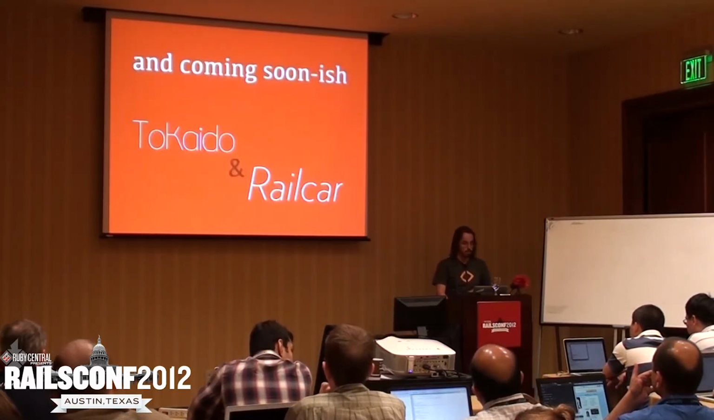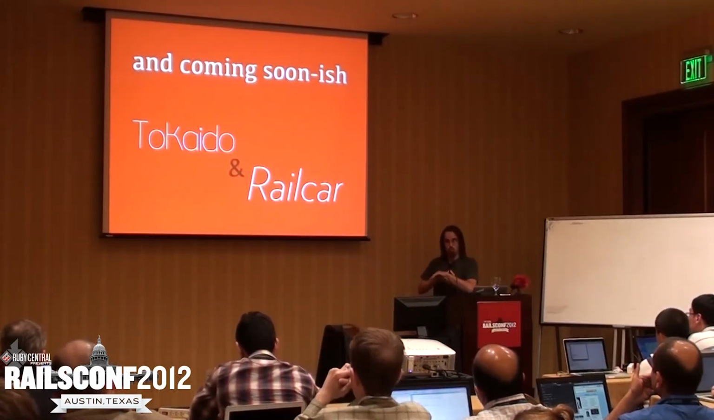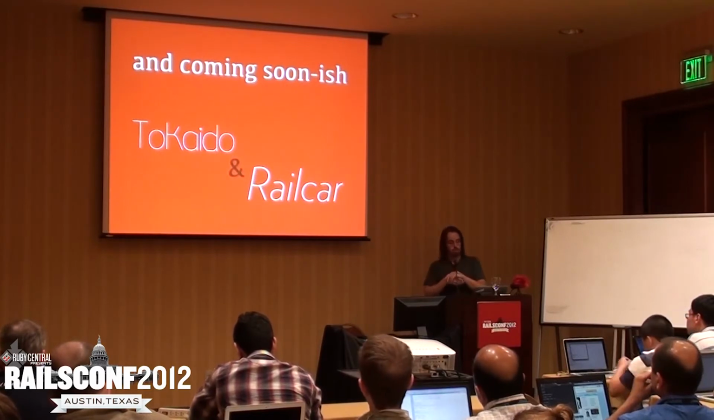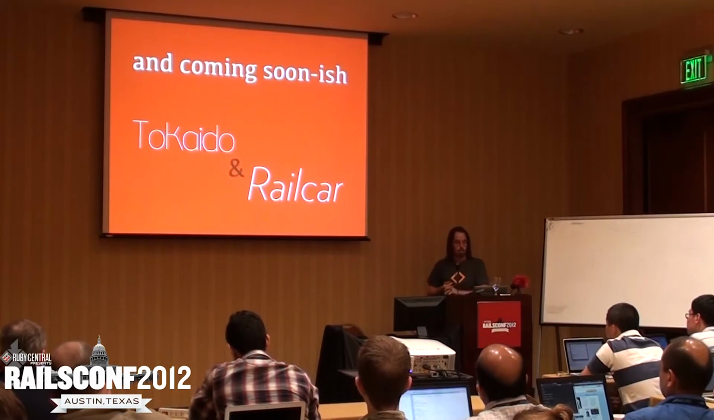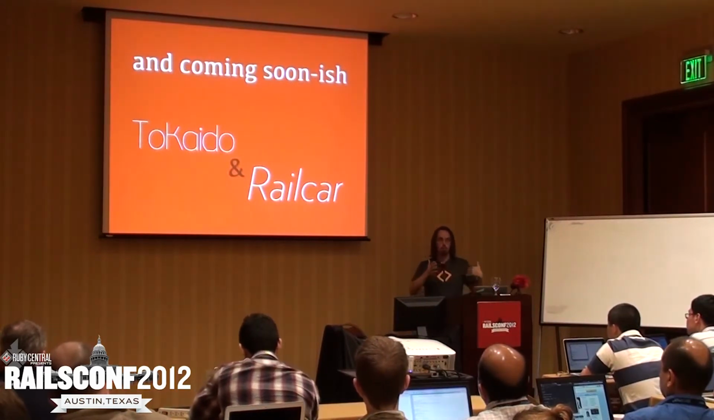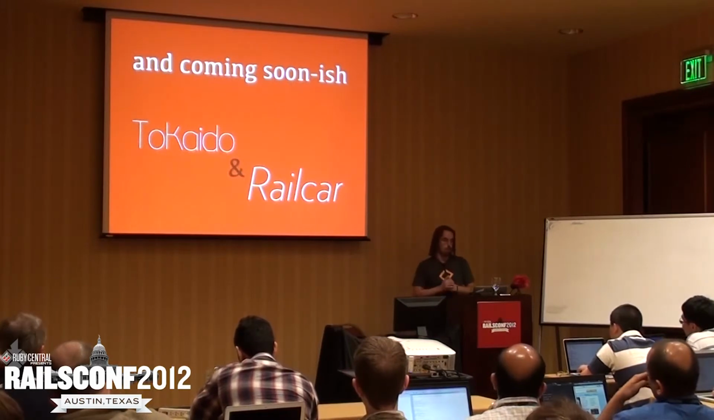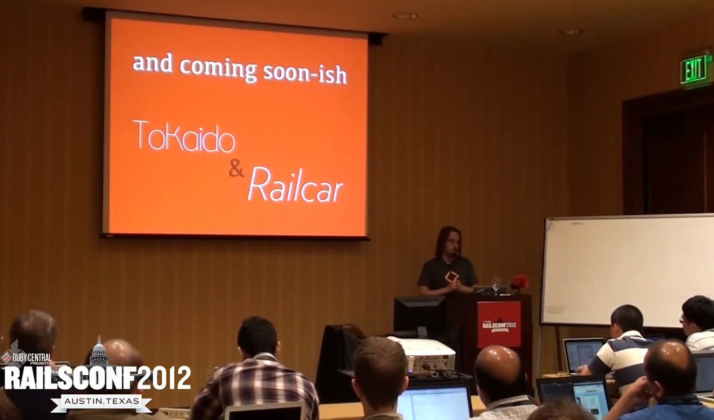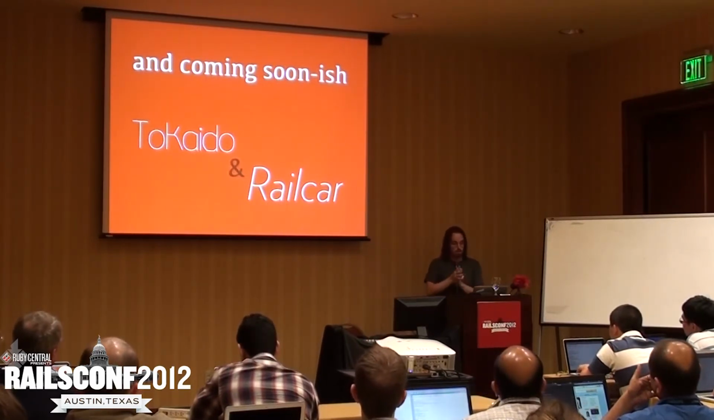And soon-ish, we should have two new tools that are going to make it a lot easier to get all that stuff set up. Railcar is something that Jeremy McNally is creating right now to make all those installations and scripts that I showed you for RVM a lot faster and easier, with simply a simple wizard. Tokaido is something that Yehuda Katz is building.